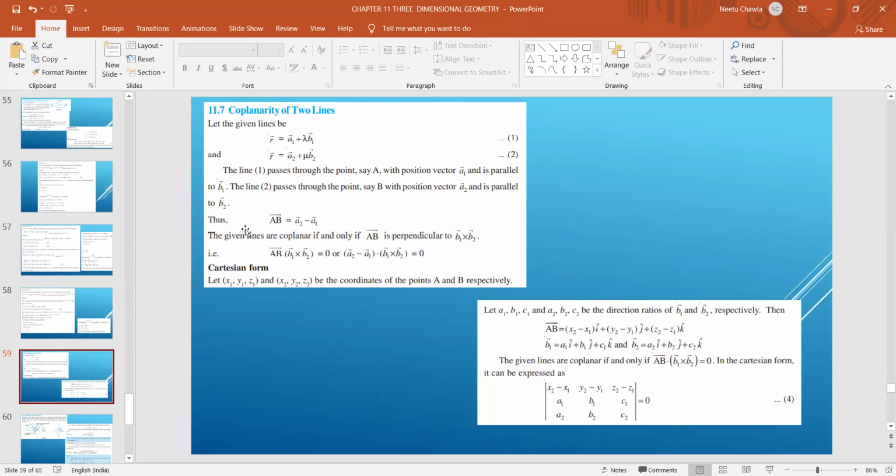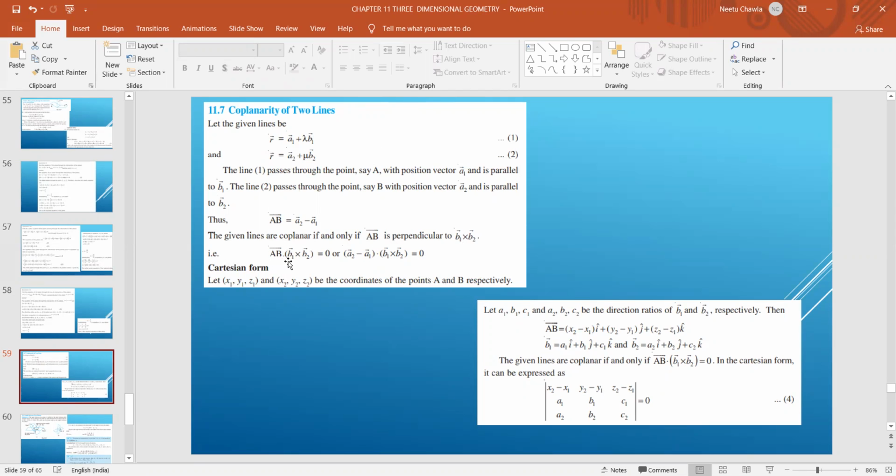I did not show the diagram. Thus AB vector is equal to a2 vector minus a1 vector. How we used to find it? AB vector means a2 minus a1 vector. The given lines are coplanar if and only if AB vector is perpendicular to b1 cross b2 vector. According to this, these two given lines are coplanar to one another if at all this AB vector is perpendicular to b1 cross b2 vector.